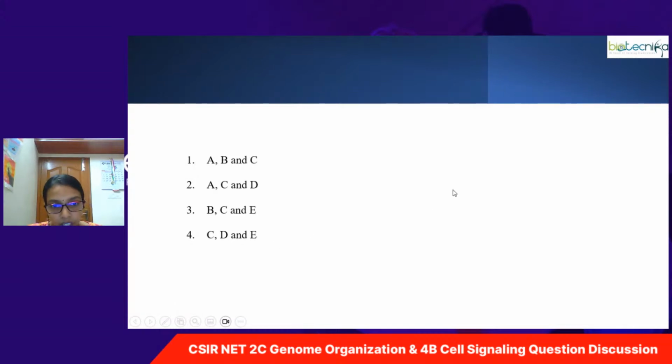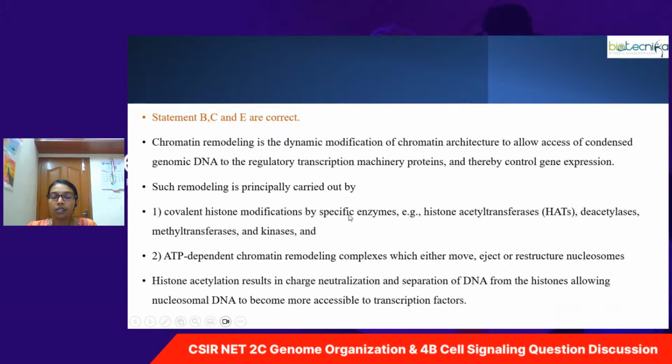Okay, let me give you the answer. The correct answer over here is 3, that is B, C, and E. So, first of all, what is chromatin remodeling? Chromatin remodeling is a system that is responsible for regulating your gene expression. That means providing access to your transcription factors to carry out gene expression. That is again depending upon the requirement. Chromatin remodeling is the dynamic modification of chromatin structure where they are providing access to transcription machinery proteins, thereby controlling the gene expression.